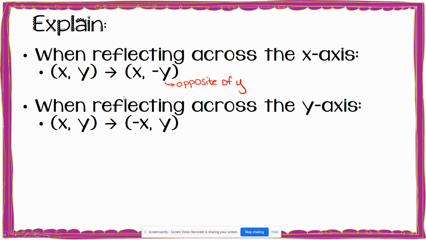When we reflect across the y-axis, this time x becomes its opposite, so we have the opposite of x, and y stays the same.